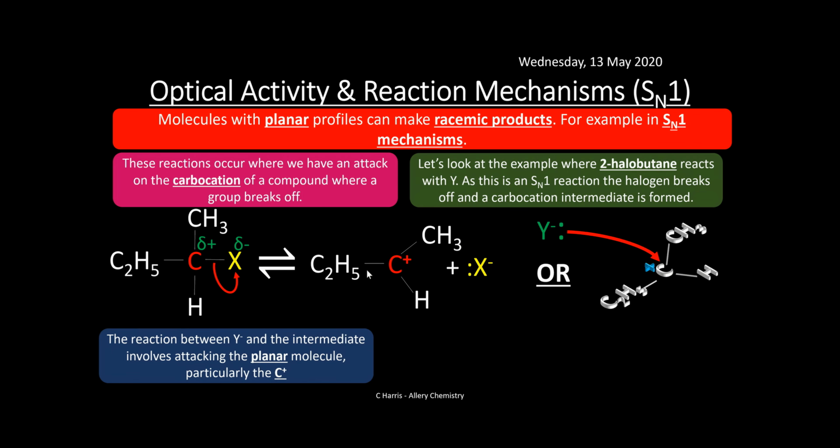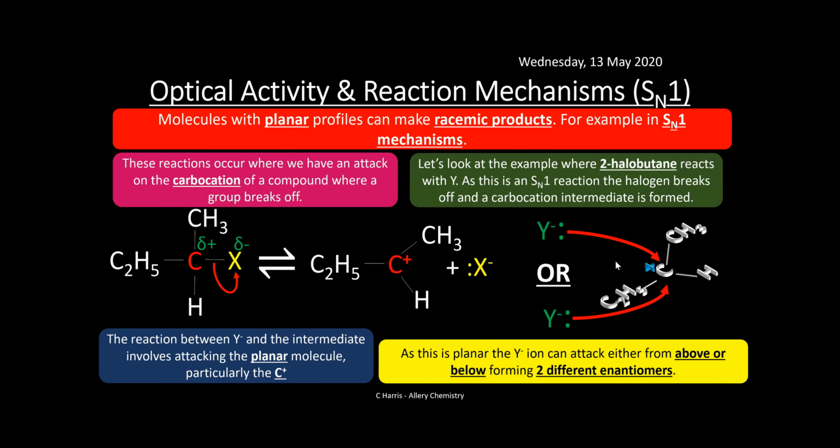So the reaction between Y and the intermediate involves attacking the planar molecule, in particular the carbocation that's been formed. You can see here I've twisted this round so it's kind of in your plane of vision, or coming towards you. So the Y can attack from the top of this molecule, or from the bottom. And obviously what we're forming is a mirror image. We can form Y on the top and these groups will be pushed down, or we can form Y underneath and these groups will be pushed down.